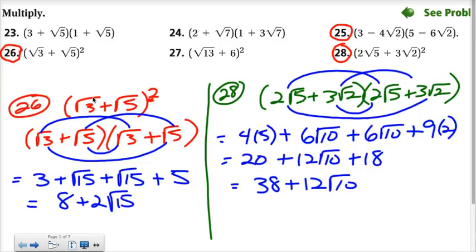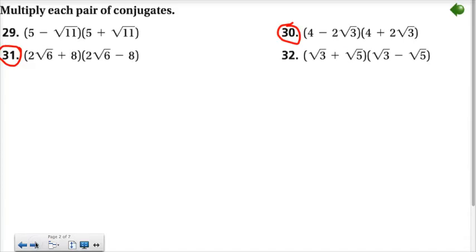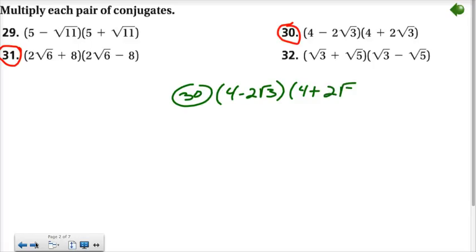Next on the list, number 30. And 30, very similar to the problem I just did, but we notice, hey, wait a minute, those are conjugates. So if those are conjugates, remember, with conjugates, the nice piece is you don't have to do the O and the I of FOIL, because outside times outside and inside times inside are going to cancel out. So first times first here is 16. Outside times outside would be 8 square roots of 3, but inside times inside is a negative 8 square roots of 3. So not even going to bother with that.